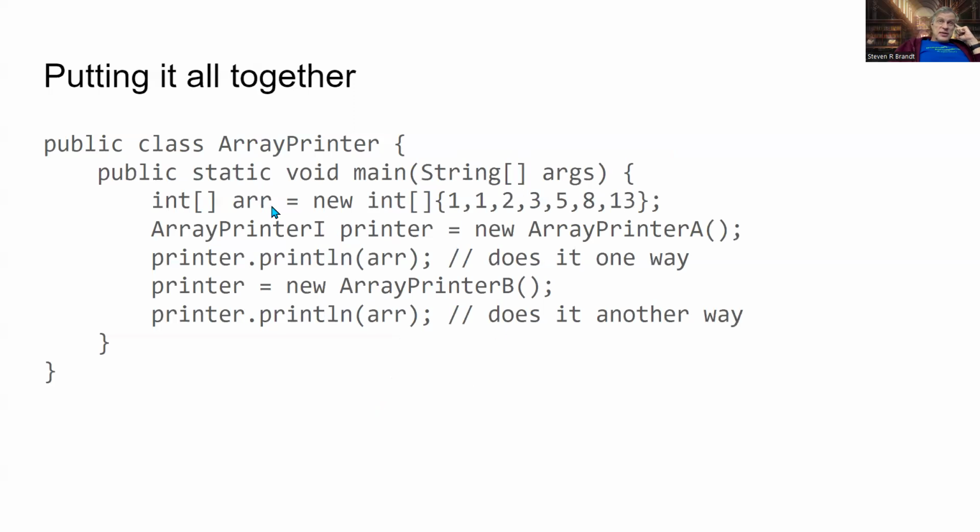Okay, so let's put it together. We're going to make a class called ArrayPrinter, and it's going to have a public static void main. And we're going to instantiate an array of integers. And the syntax for that is to say new int square bracket, curly brace, and then list the values.